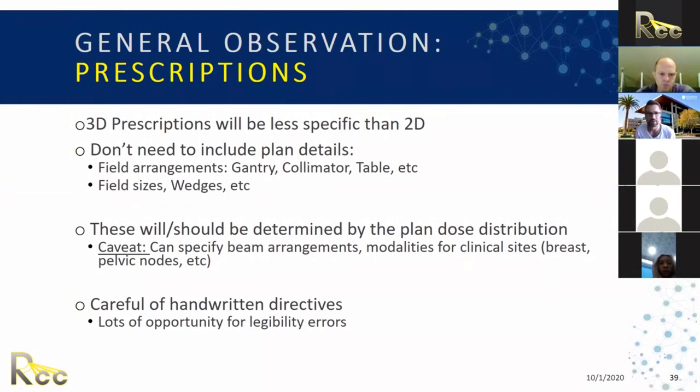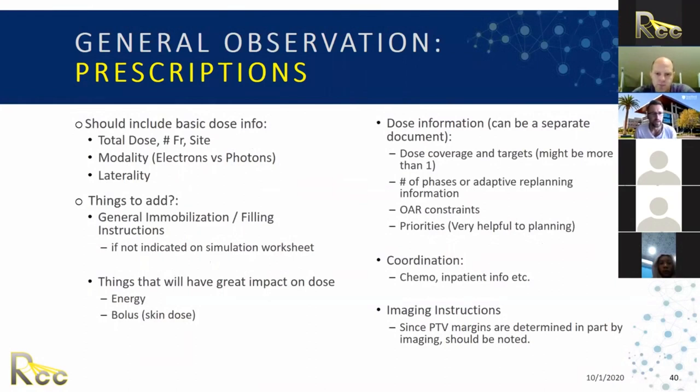If you could go to the next slide, Justus. So, basic info, I think keep it minimal. Total dose, number of fractions, the site, the modality. Electrons or photons make a big difference because that's going to be pretty important for the planner.